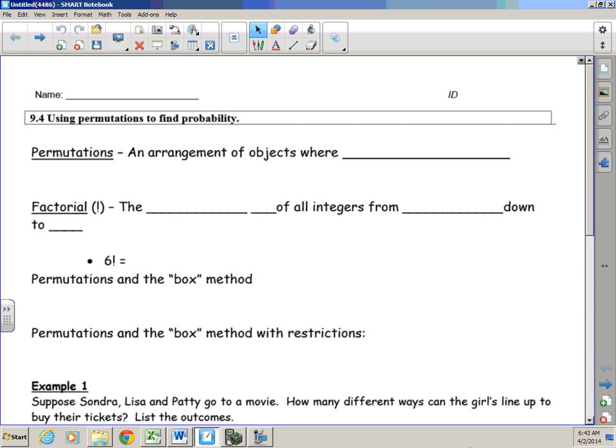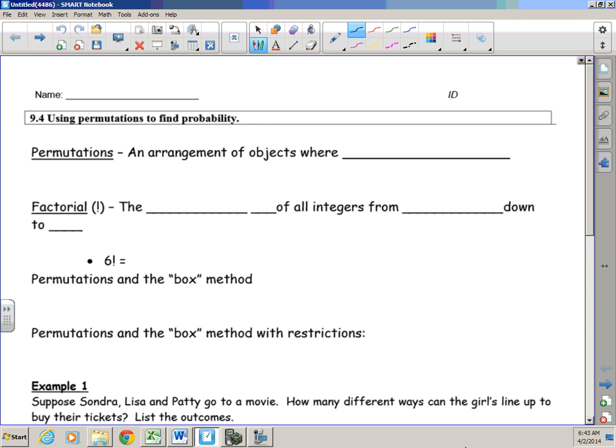Today's lesson is dealing with a specific situation in probability, and what it's called is a permutation. Now, you need to know the word permutation, but more importantly, you need to know the fact pattern or the situation where a permutation would be used, specifically on your calculator. A permutation is an arrangement of objects where order matters.